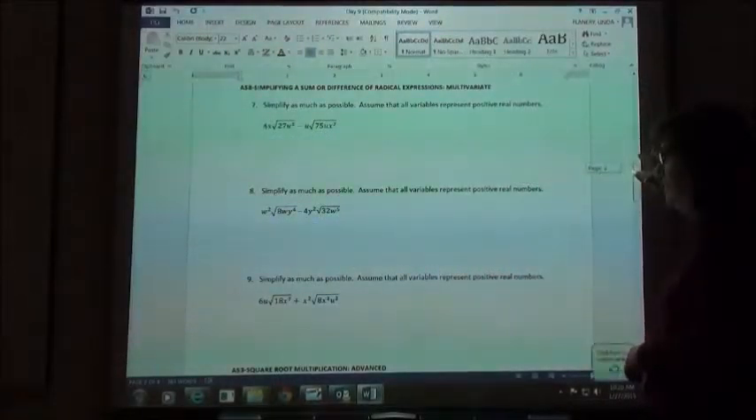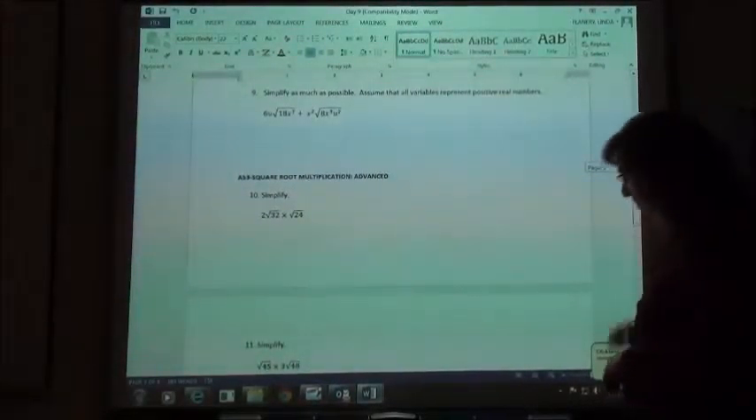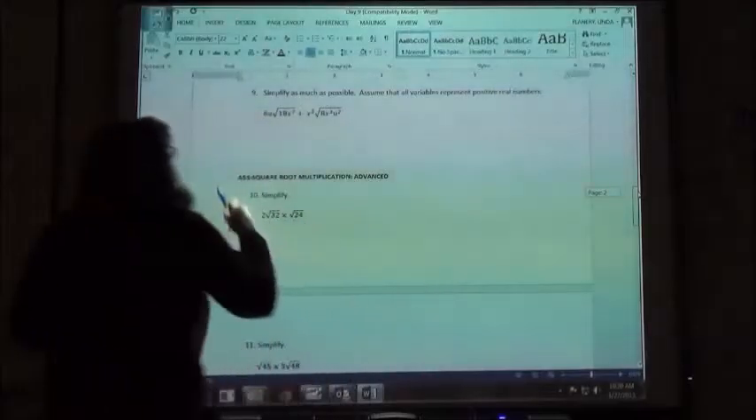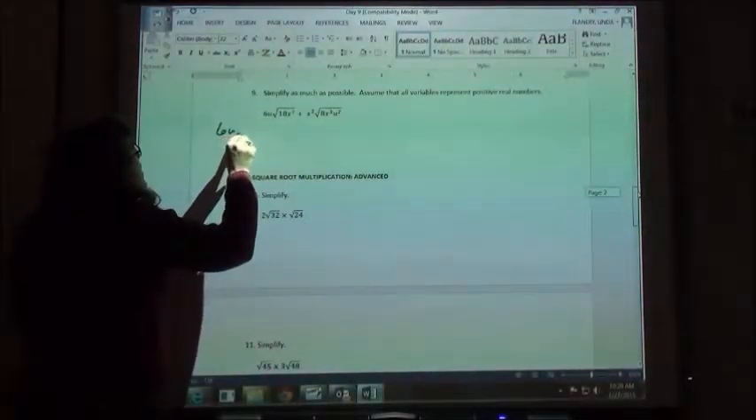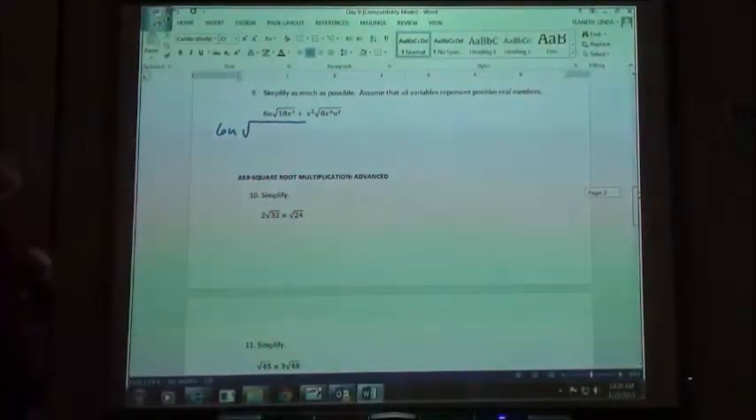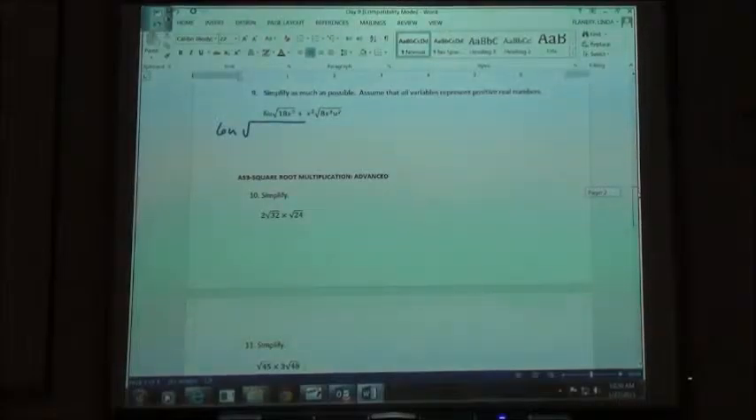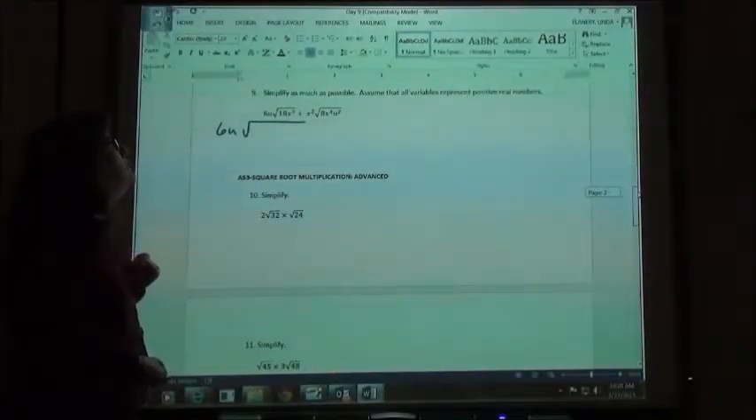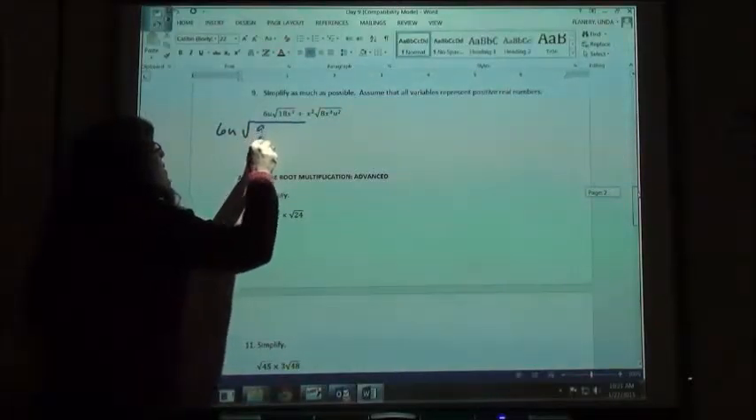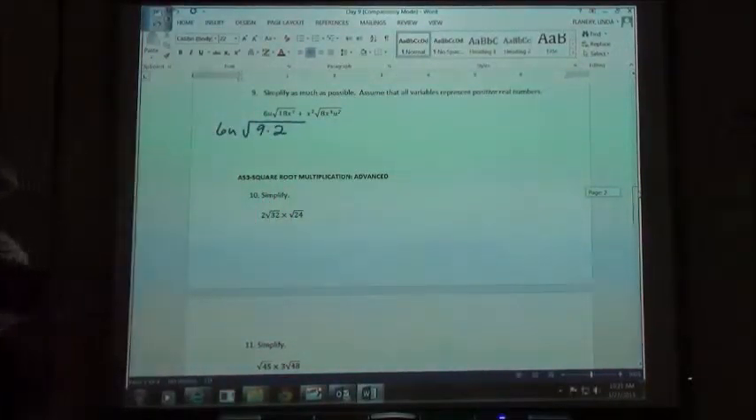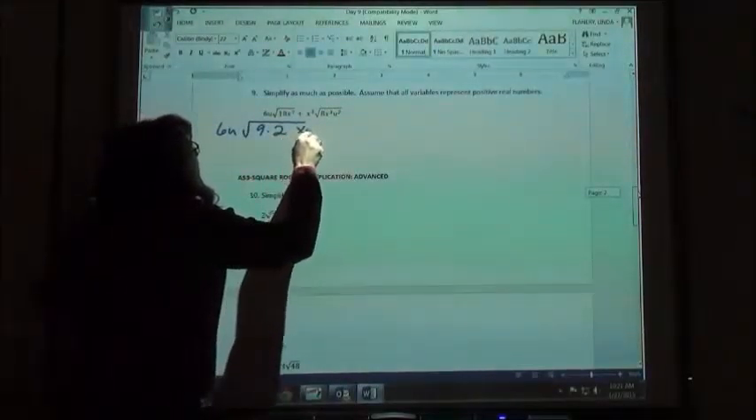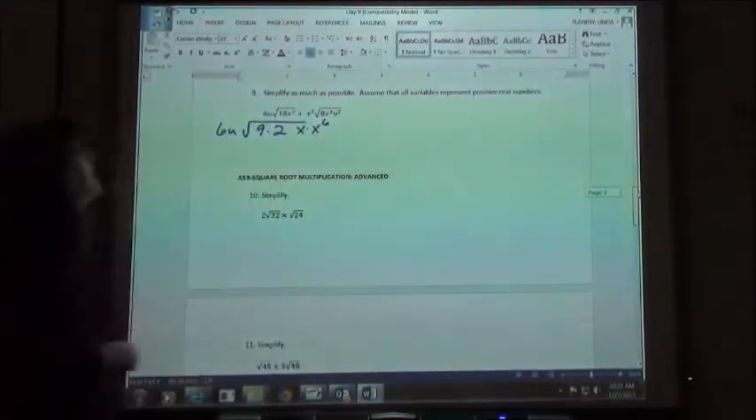All right. Number 9. We've got a 6u, and then we've got to simplify the square root of 18x to the 7th. So what should we do with the 18? 9 times 2. What should we do with the x to the 7th? x, and then another x to the 6th. x times x to the 6th.